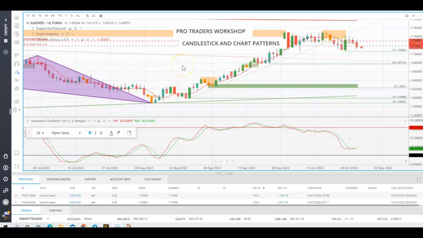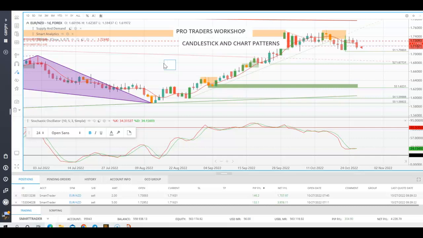Today is going to be candlesticks and chart patterns. Very important to be able to master these two. Otherwise, trading becomes rather difficult if you do not understand candlestick patterns and chart patterns.